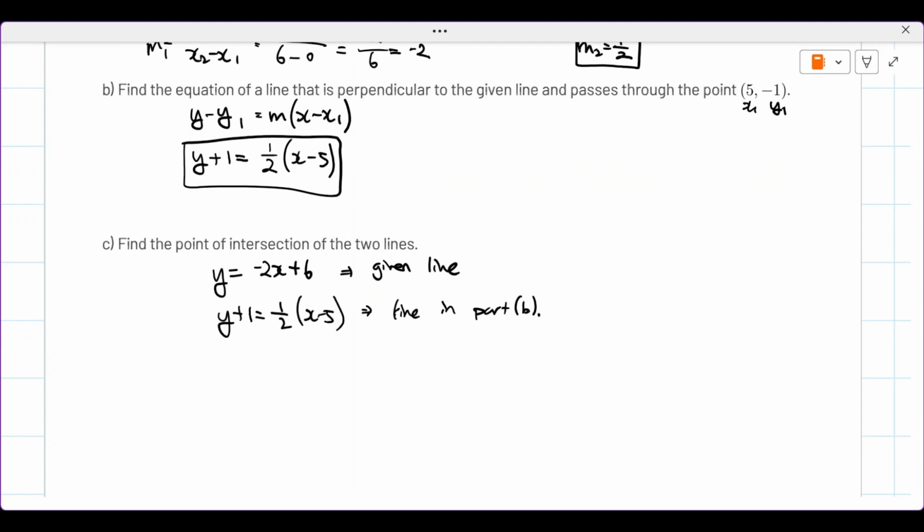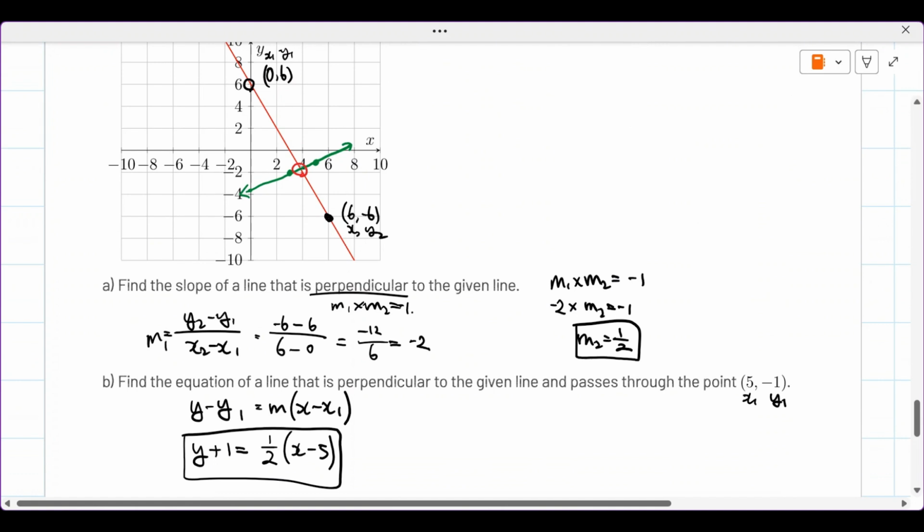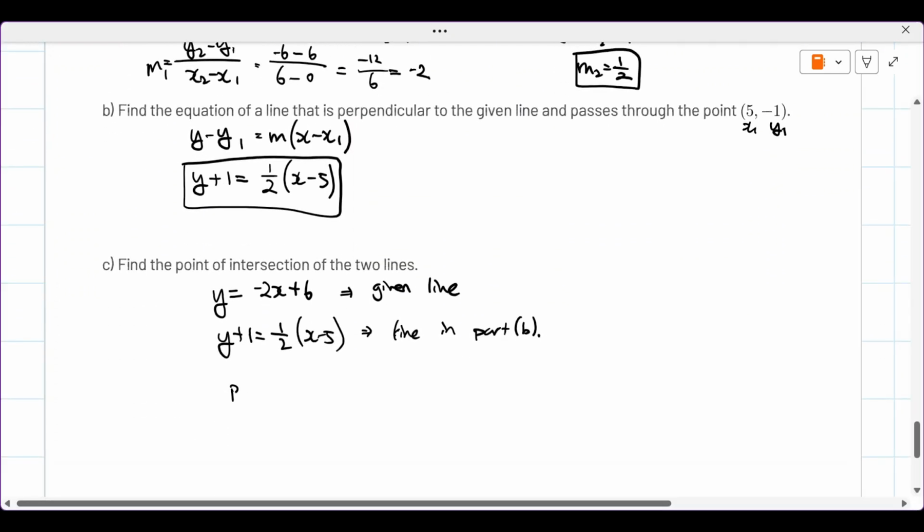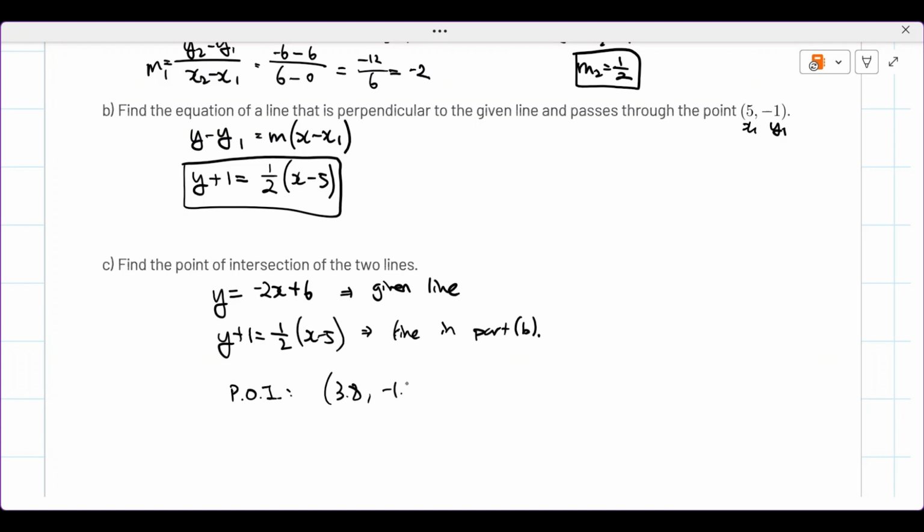I see the graphs are quite similar to the one that I drew here. And if I tap the point of intersection, it seems like the point of intersection is going to be (3.8, -1.6). And there you go. The answer is (3.8, -1.6).